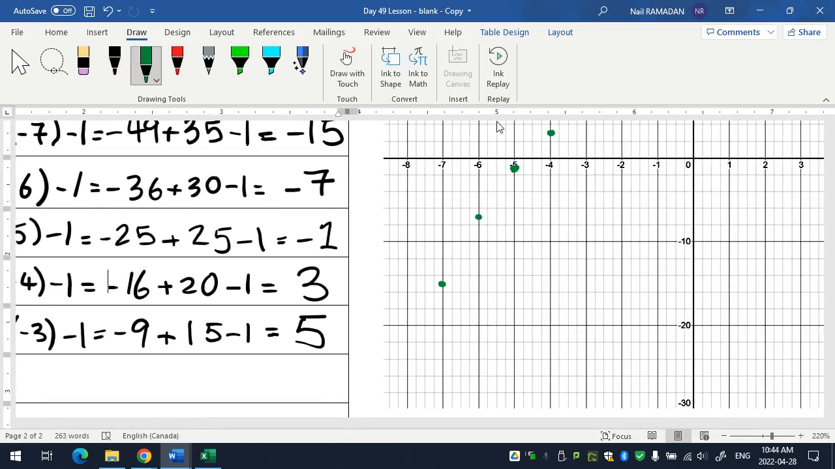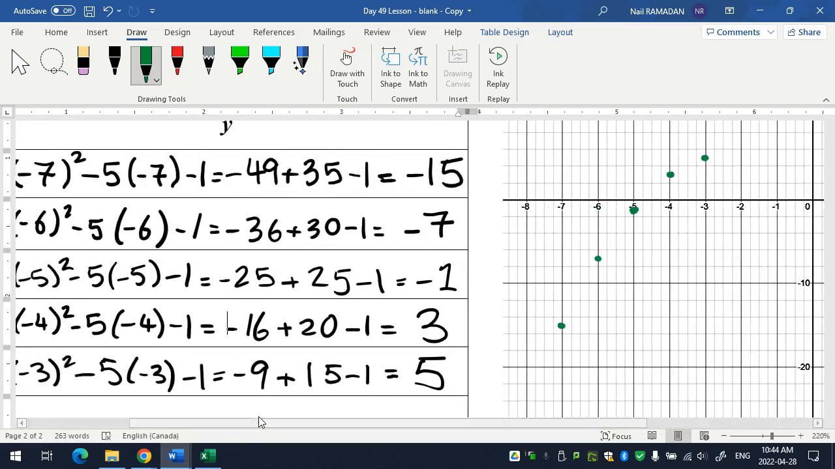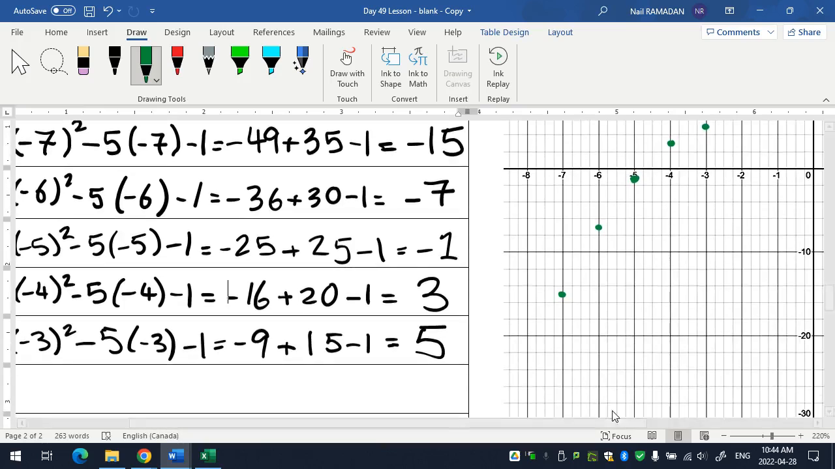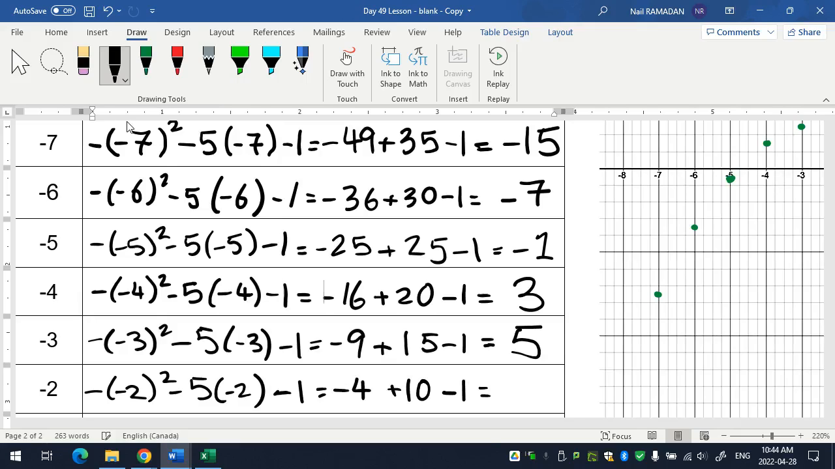So where are you? Well, you're up by 5, so you are right here. We're almost there. We're almost there at the max. I know it's a boring process, but just hold on. Almost there. Minus 2 squared, minus 5 minus 2, minus 1 equals minus 4 plus 10 minus 1.